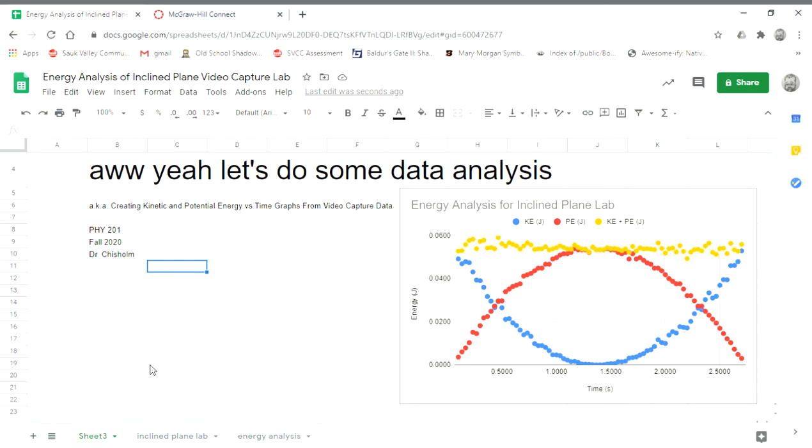So as to not deprive you of the pleasure of seeing what your actual real data is going to look like, I'm going to take data from a previous lab that you've completed, specifically the inclined plane lab, the one that we treated as frictionless, and do a similar sort of analysis where we compute the kinetic and potential energy of this cart as a function of time, and then see what we can say about energy conservation.